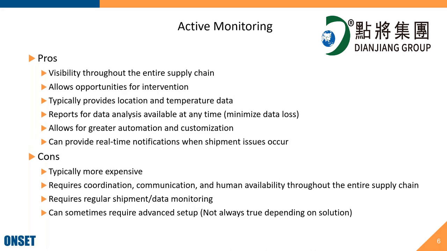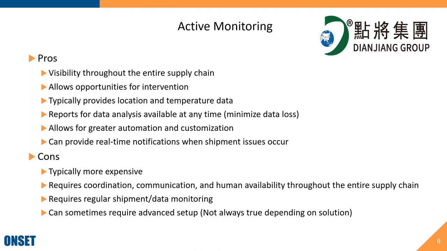Active monitoring systems. So the opposite, really, of passive, you have lots of visibility throughout the entire supply chain, and that really allows for opportunities for intervention. It typically provides both location and temperature data depending on the type of device you're using, or the type of system you're using. So it doesn't have to be a cellular data logger to get location data. There are other options out there.